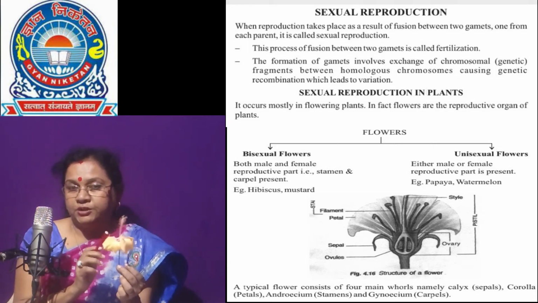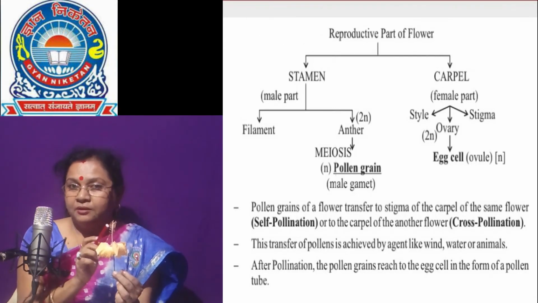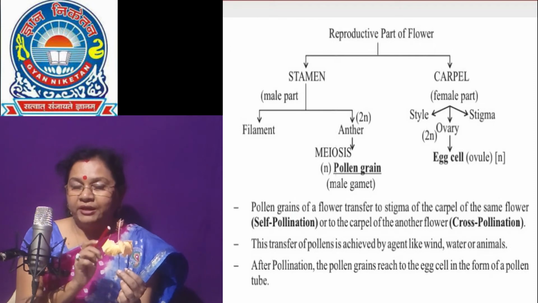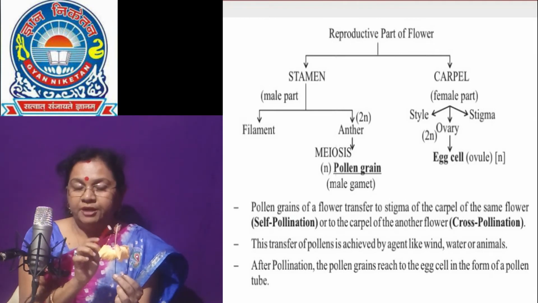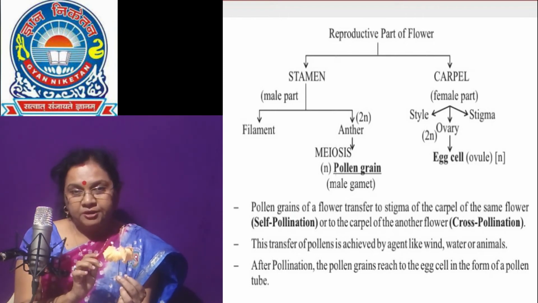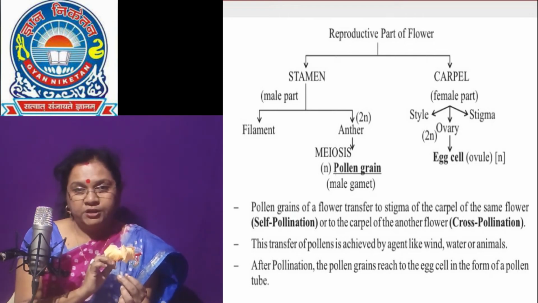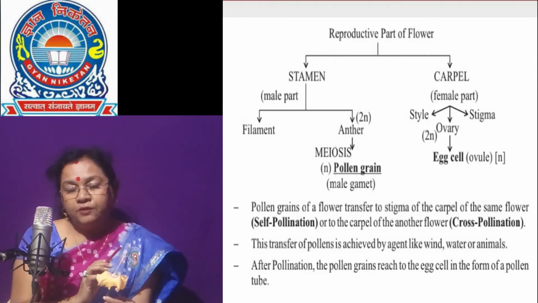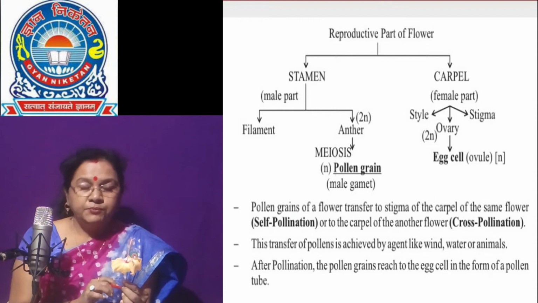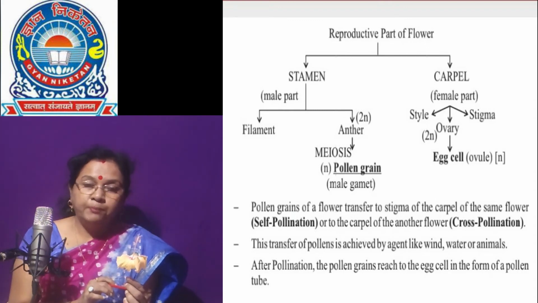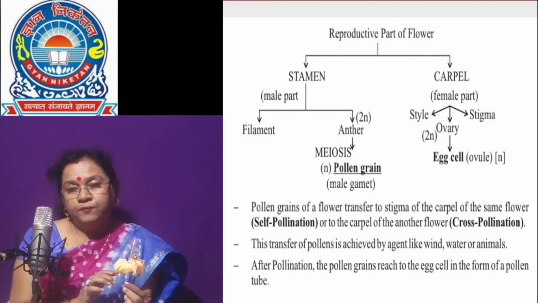Self-pollination occurs in a bisexual flower. For example, this flower, China rose, is a bisexual flower where the stamen and pistil are both available in a single flower. In this type of flower, the anther releases the pollen grain, and this pollen grain settles on the stigma and fertilization occurs. This is called self-pollination.